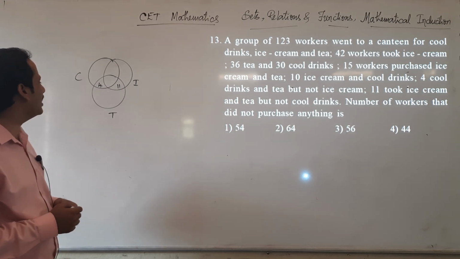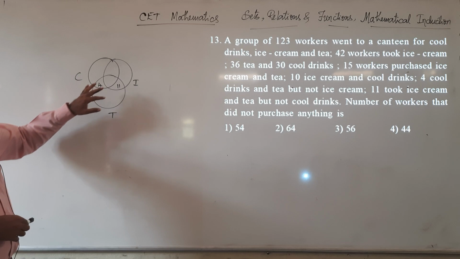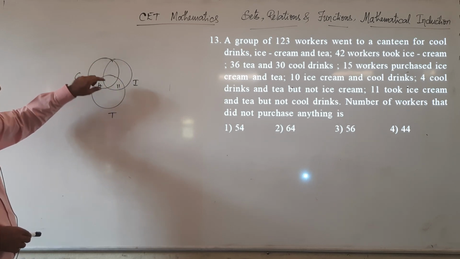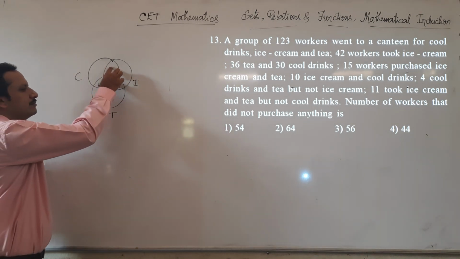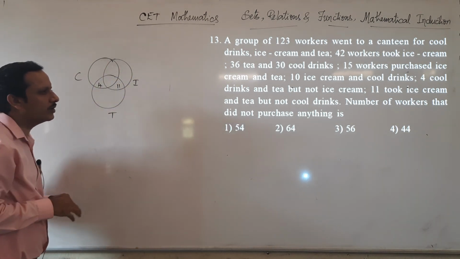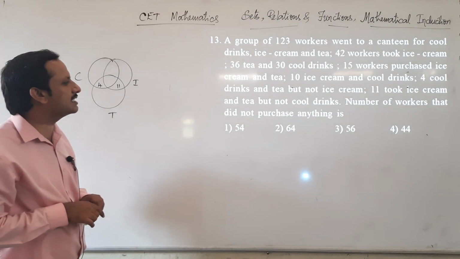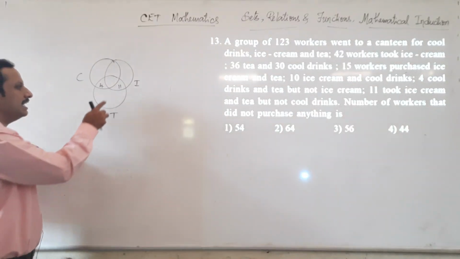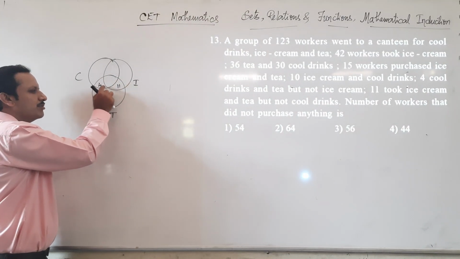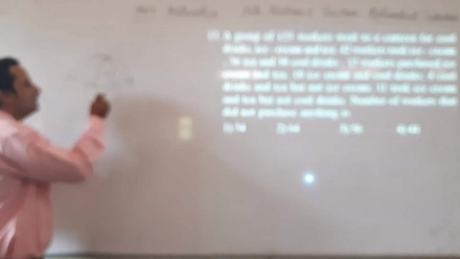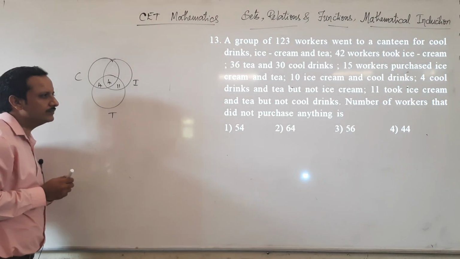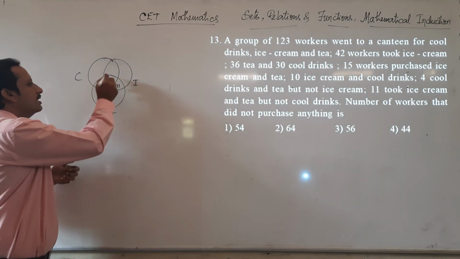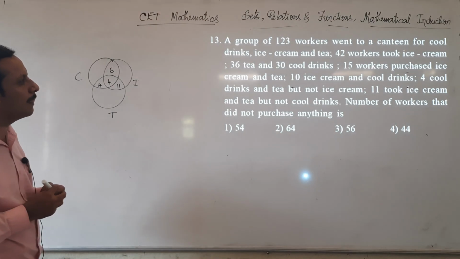Okay. Then what else they have given? 10 ice cream and cold drinks. 10 purchased, that we don't know. That total sum should be 10. How many here, we don't know. Then 15 workers purchased ice cream and tea. So total here it should be 15. In that 11 is already here. Therefore this should be 4. Now 10 ice cream and cold drinks. In that 4 is here. So remaining should be 6.